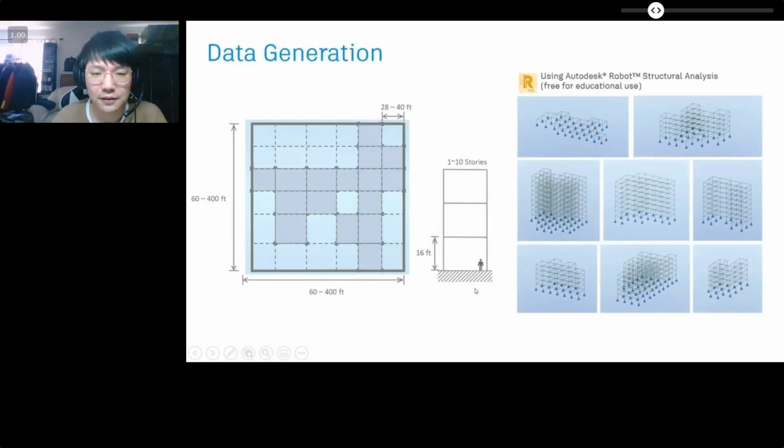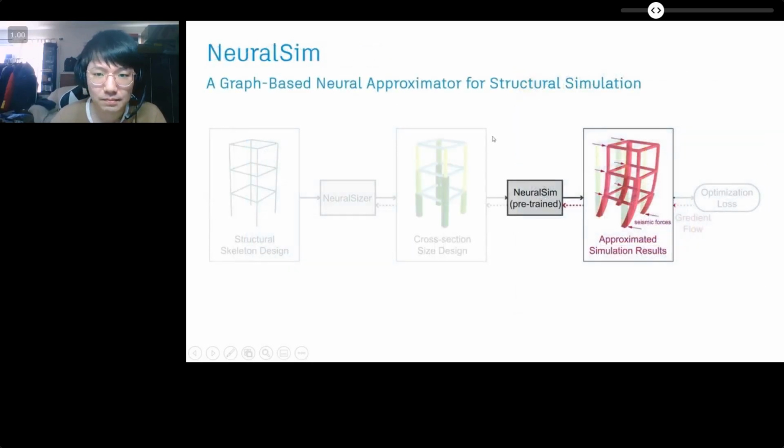Due to lack of real data, we use a heuristic algorithm to randomly sample building geometries. And we use Autodesk Robot Structural Analysis, or RSA, software to generate data. So now let's take a look at NeuroSim, which is the surrogate model for structural simulation software.